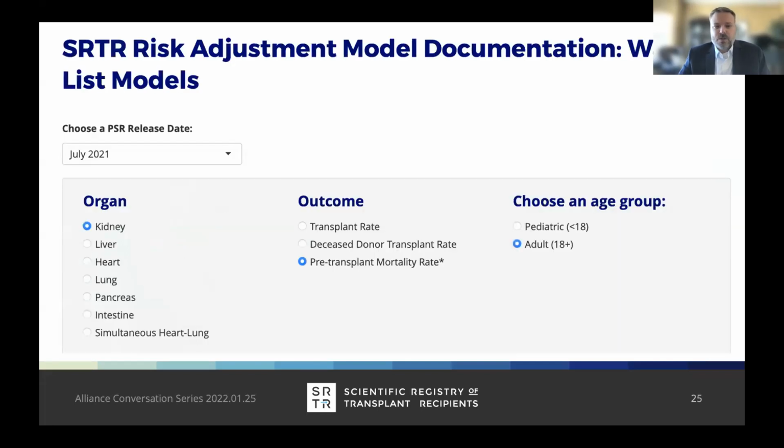And it will give you a tool that looks like this. You just choose your organ, and for this mortality rate experience, we want to choose that pre-transplant mortality rate outcome in the middle. And then we do have separate models for adult and pediatric candidates on the wait list. So you would just choose which model you're interested in there.